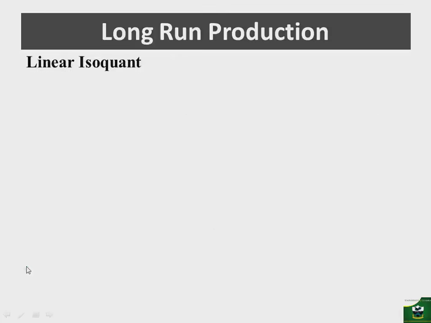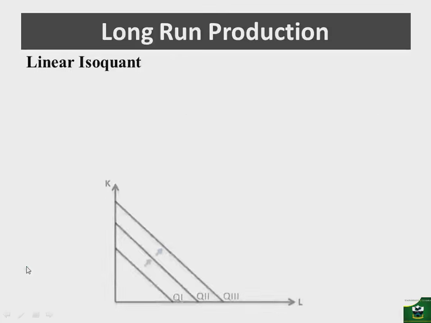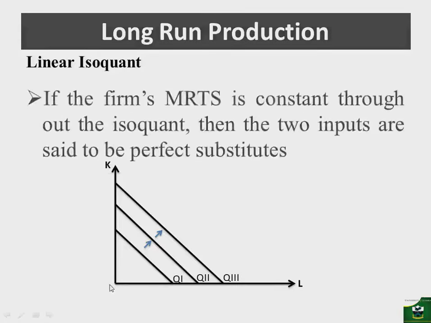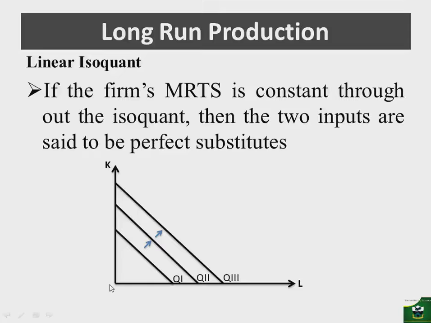With this brief background, we can conclude on linear isoquants graphically that the direction of increasing output is up and to the right. This is similar to what we saw in the theory of the consumer. Thus, if the firm's marginal rate of technical substitution is constant throughout the isoquant, then the two inputs, here being capital and labor, are said to be perfect substitutes.